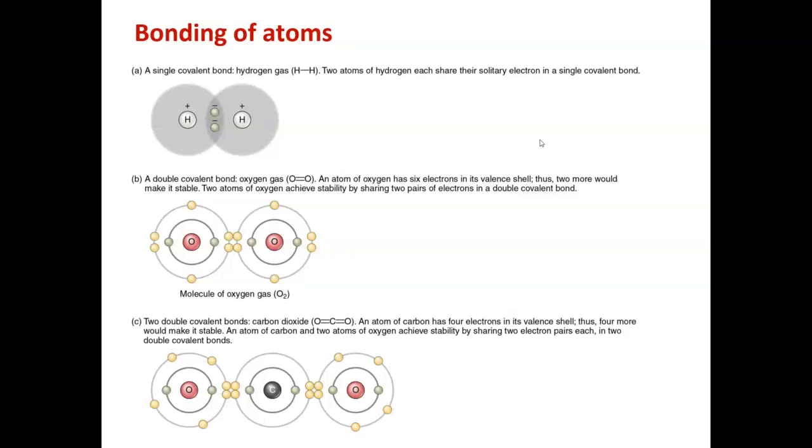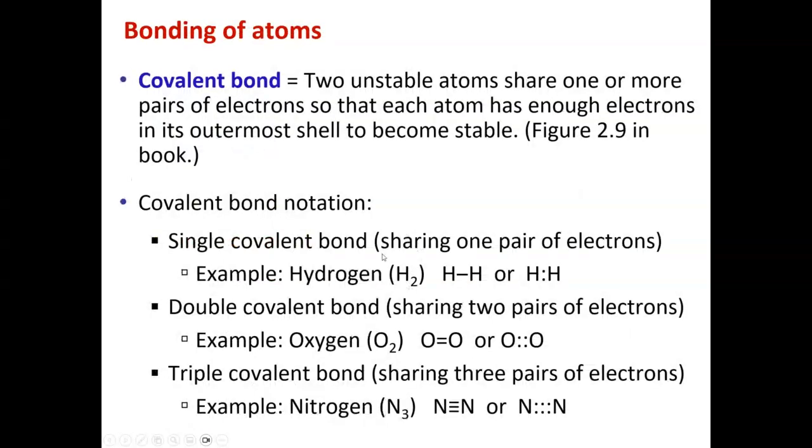So that's one way that atoms can become stable, by forming molecules, and that's called a covalent bond. Co means together. The word valent just refers to the electrons in the outer shell. So two atoms come together, they share their valence electrons, and that sharing of electrons holds them together. We call that a covalent bond.